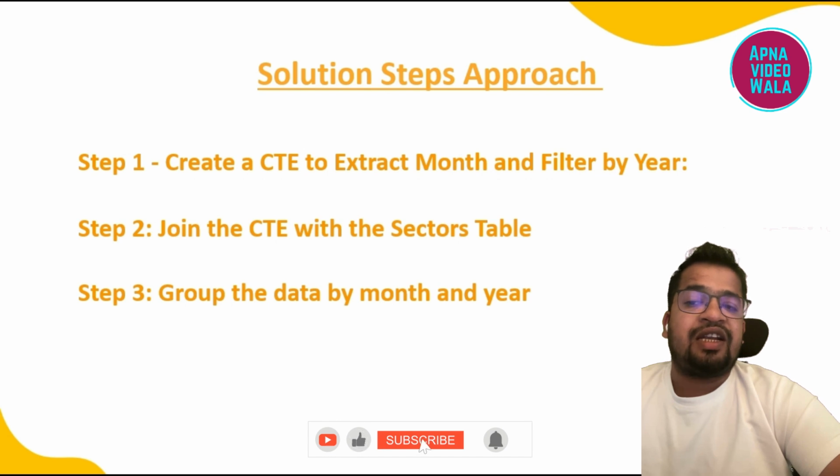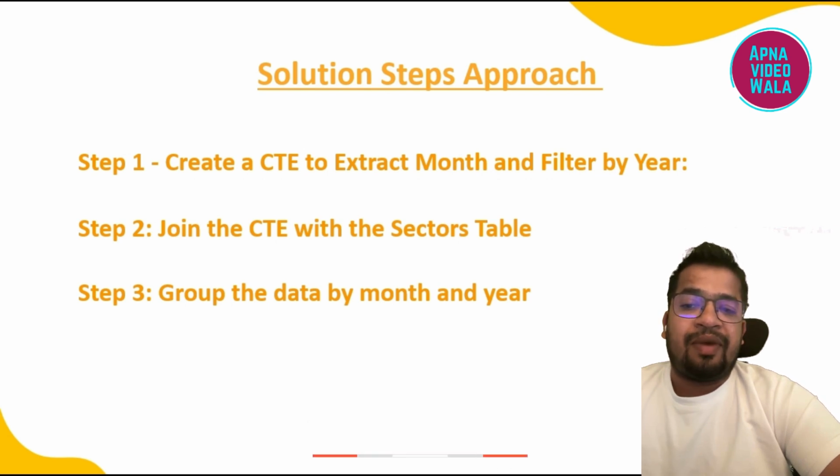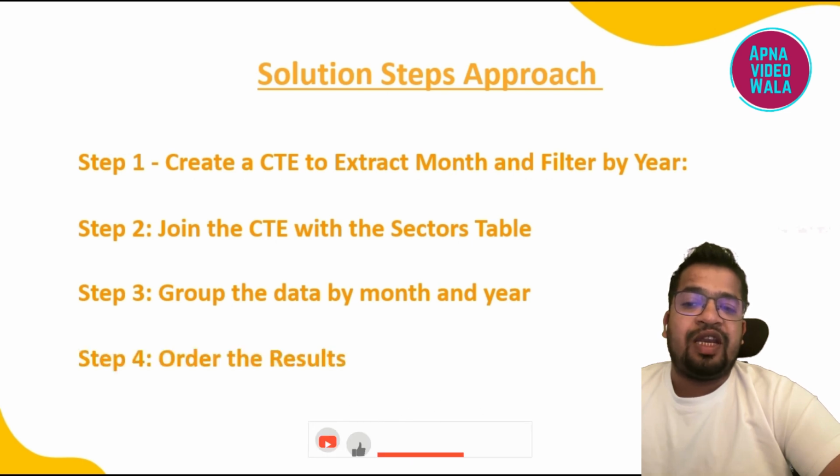Now in step 3, we can group the data by month and year. So after joining the tables in step 2, we need to group the data by month and sector. So this is necessary to calculate the average revenue at the sector level for each month, since we want to calculate the average revenue for the combination of sector and month.